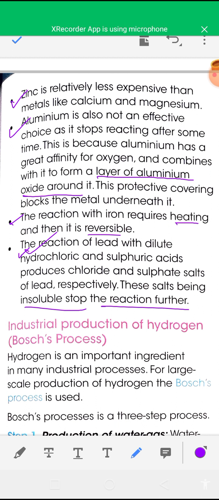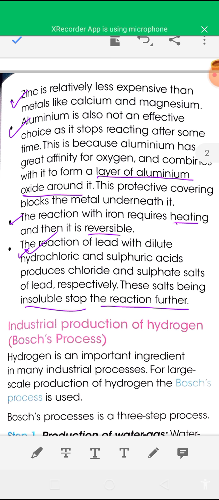And for iron, lead, aluminium, there are many disadvantages also. For lead, the reaction will stop after some time. In case of aluminium, similar reason is there. When aluminium reacts with dilute acid, the reaction will stop after some time. So zinc is preferred in laboratory preparation of hydrogen.